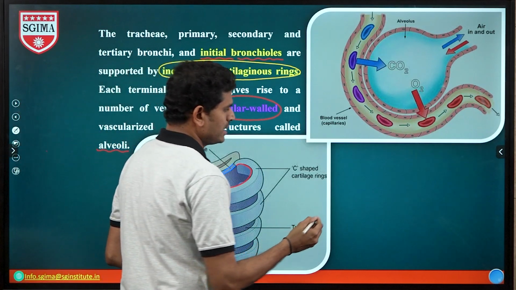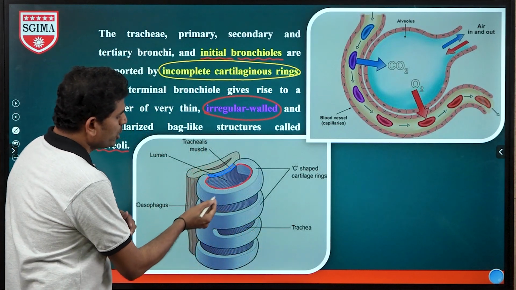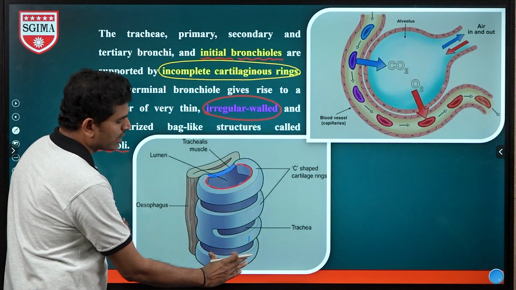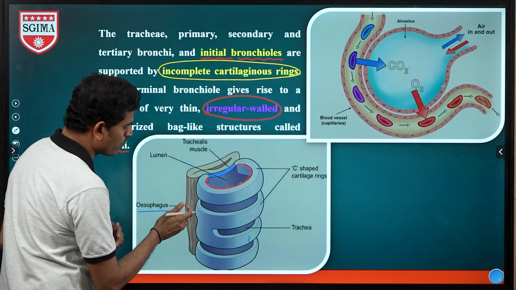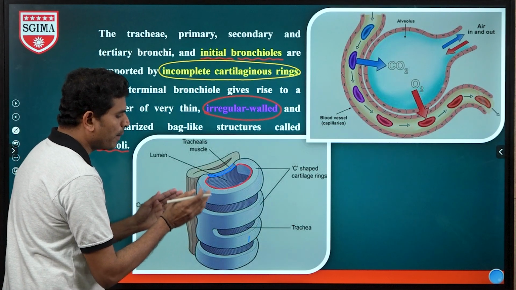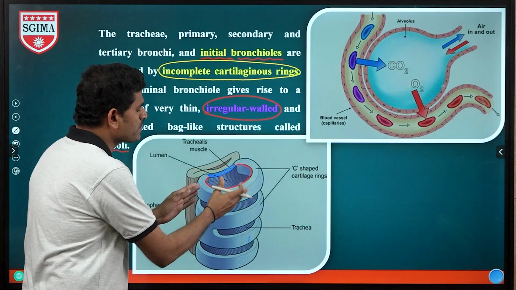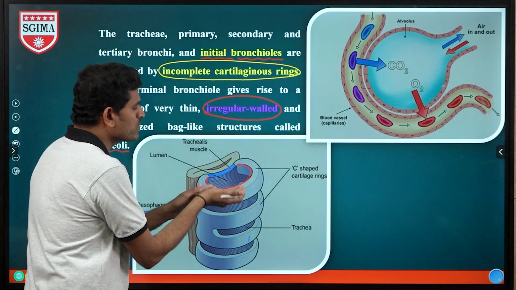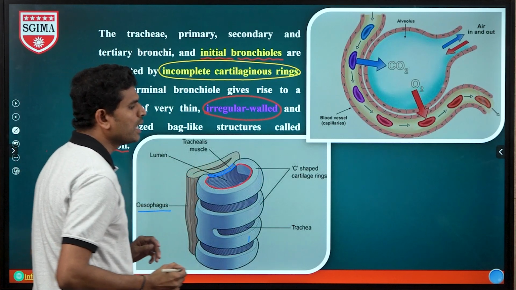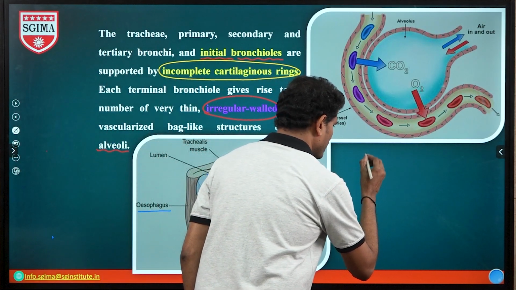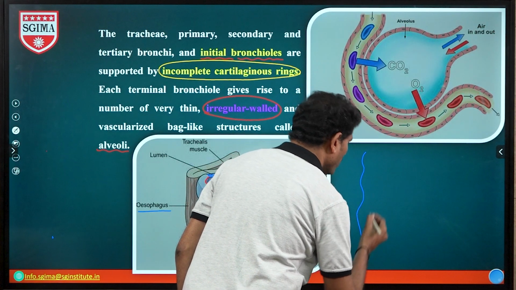Now, if we discuss how these are arranged, there is a food pipe and a windpipe. What we can see here is the trachea, and on the back side, this is the esophagus. So outside, what is visible is the respiratory pipe, that is nothing but the windpipe. Behind it is the food pipe. This food pipe shows peristaltic movements. As we know, peristaltic movement is a wavy movement.